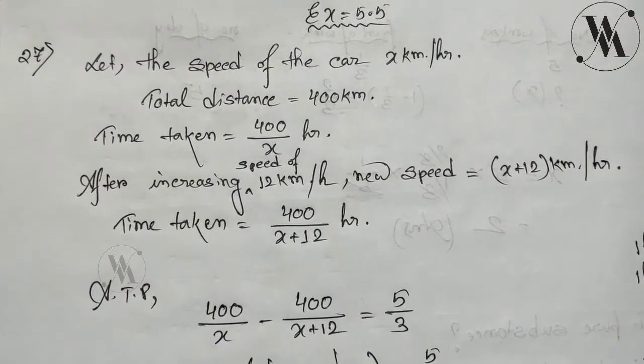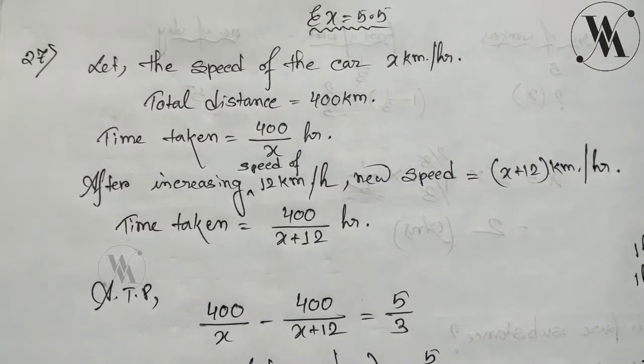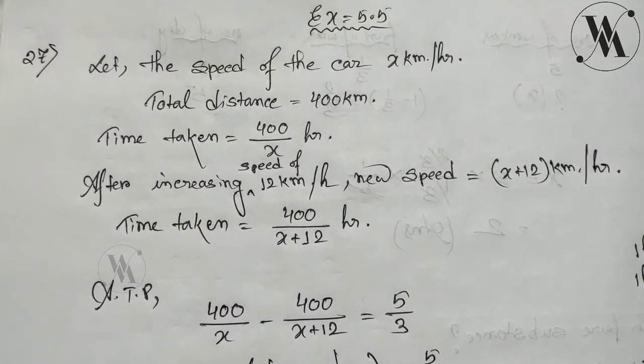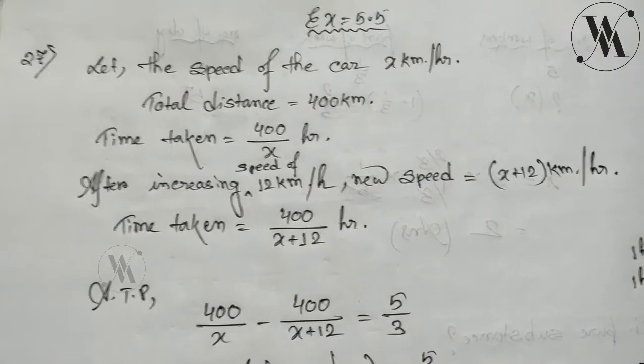Sum number 27. A car covered a distance of 400 km at a certain speed. Had the speed been 12 km per hour more, the time taken for the journey would have been 1 hour 40 minutes less. Find the original speed of the car.